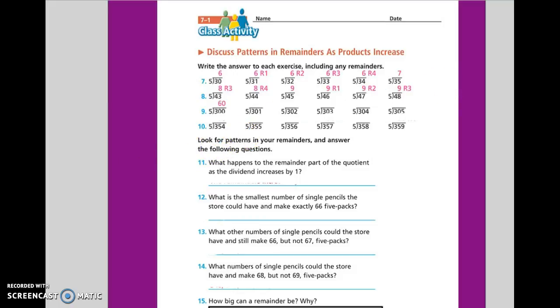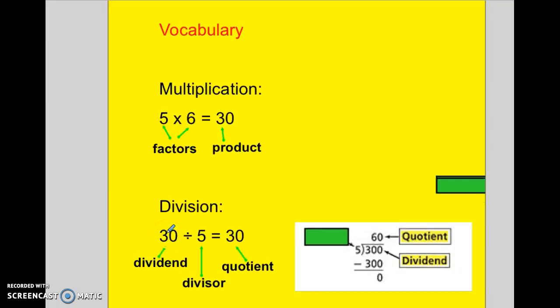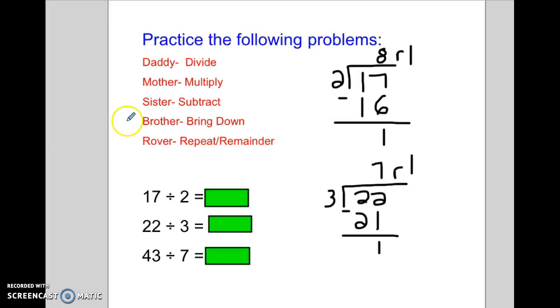So again, a review here of today. We learned that the bigger number in division is the dividend, the smaller number is the divisor, and our answer is our quotient. We also learned the steps of division: daddy divide, mother multiply, sister subtract, brother bring down, and rover repeat. I would recommend writing this on the top of your homework page today when you get started so that you remember the steps of division. And then you go ahead and follow those steps.